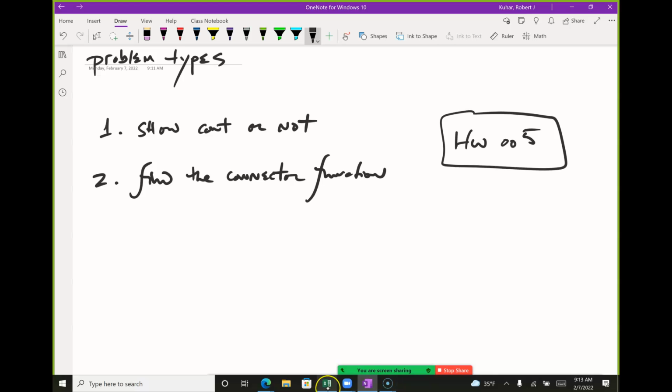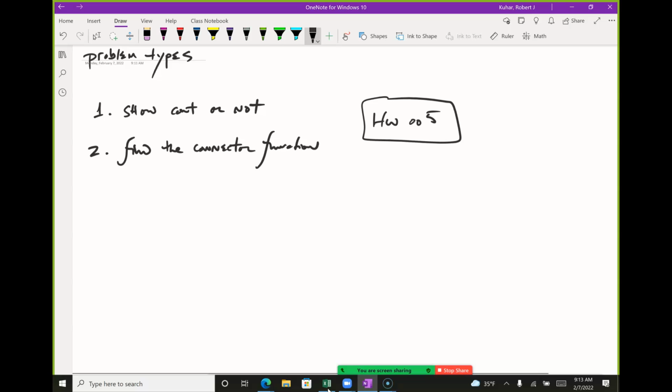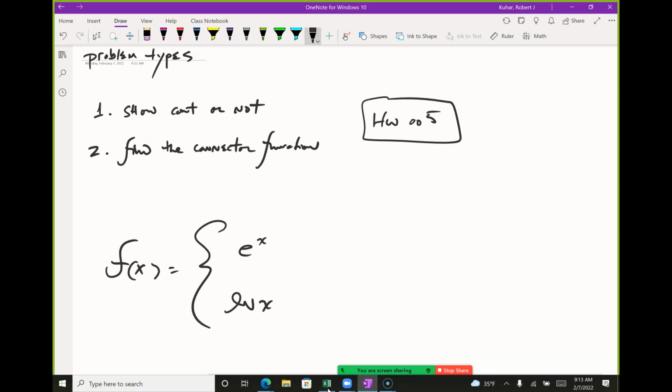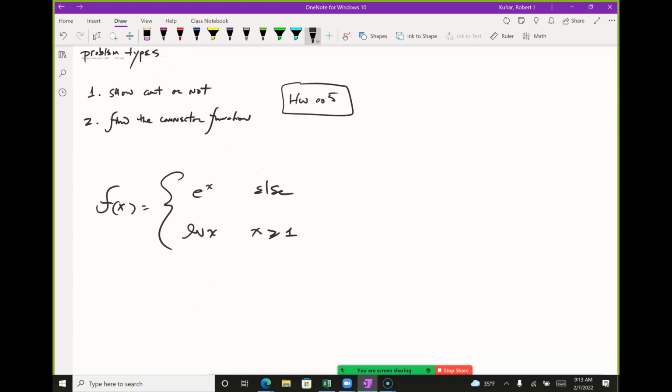So let's start with a nice simple function. Something like e to the x and ln of x. And we'll do this one for x is greater than or equal to 1, and then this one for else. Or better yet, x less than 1.